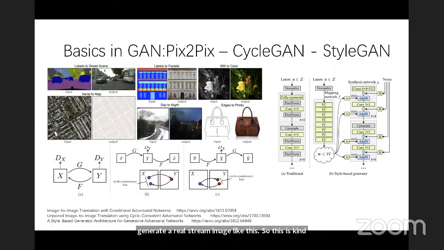And the training of pixel2pixel relies on a lot of paired data. However, the paired data actually is very difficult to collect. So then we have the cycle-GAN algorithm.